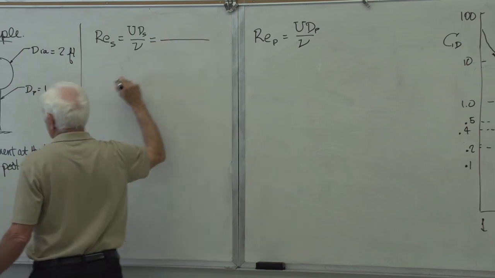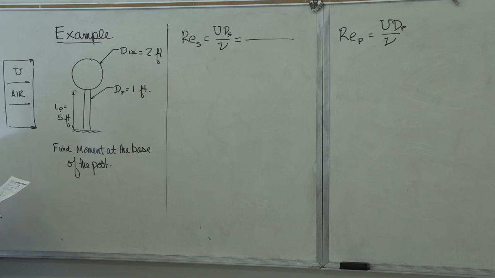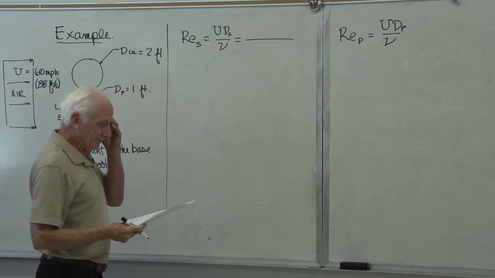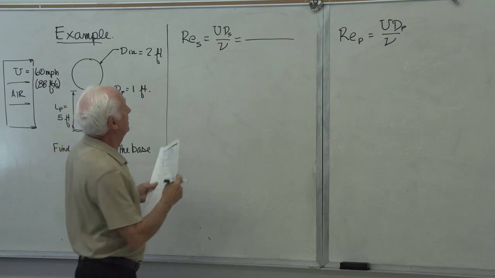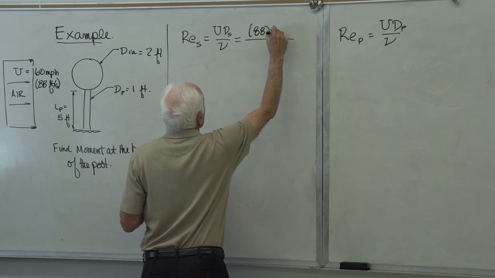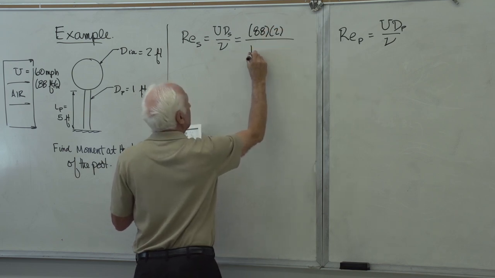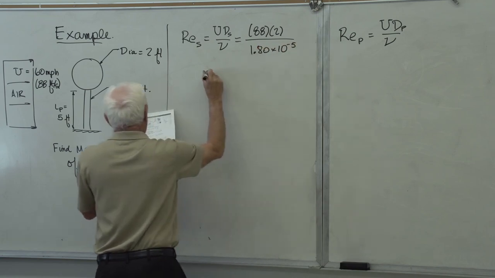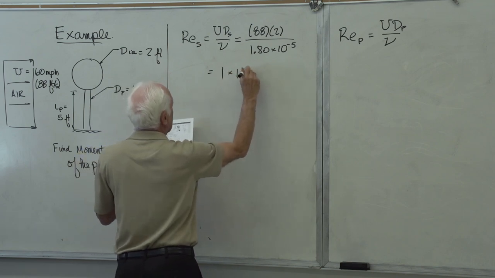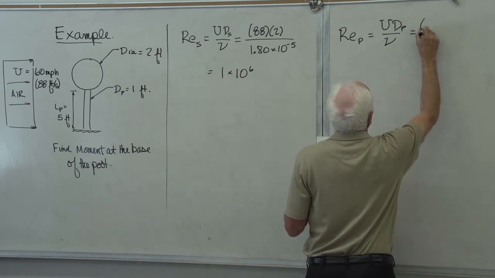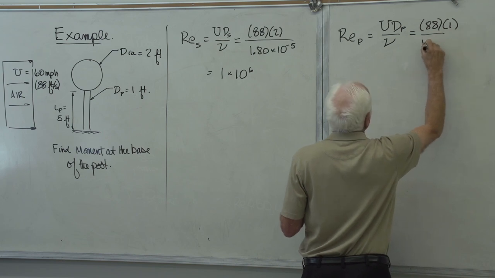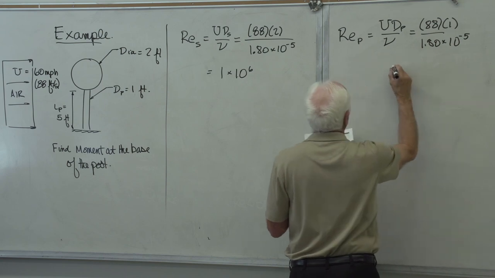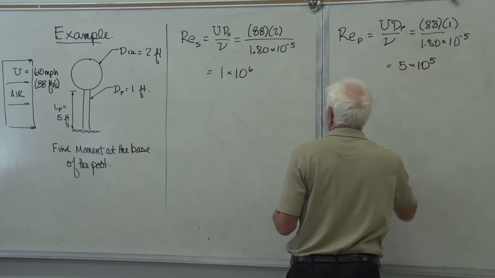Okay, the velocity, let's see what the velocity was. Miles an hour. Feet per second. So, 60 mile an hour wind. All right, back over here, 88. Sphere diameter, 2 feet, divided by 1.8 times 10 to the minus 5. Reynolds number, okay, 1 times 10 to the 6th. Over here, 88 times 1, 1.8 times 10 to the minus 5, half of that guy over there. 5 times 10 to the 5th. Got it.